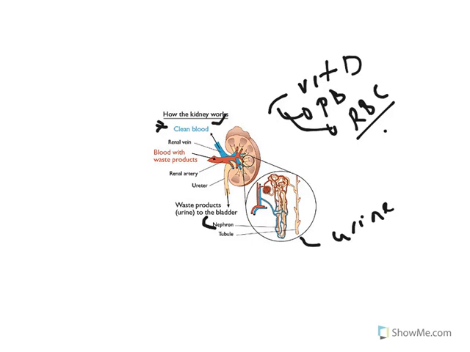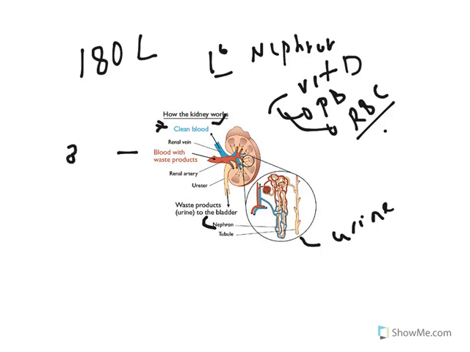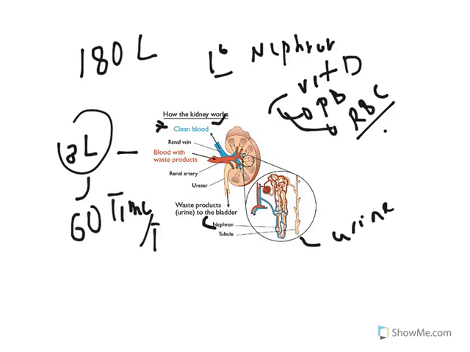In each kidney we have almost 1 million nephrons. And every day we filter around 180 liters of plasma, of fluid. And as we know, the plasma in the blood is about 3 liters. That means the blood will be filtered around 60 times per day, every day.